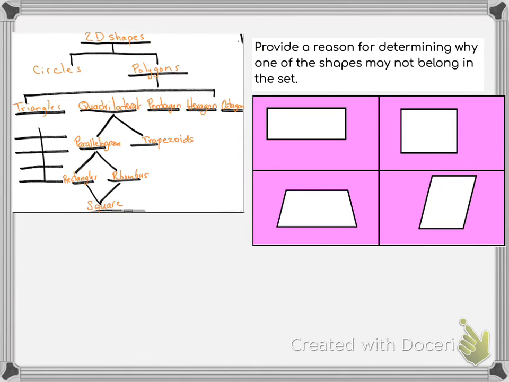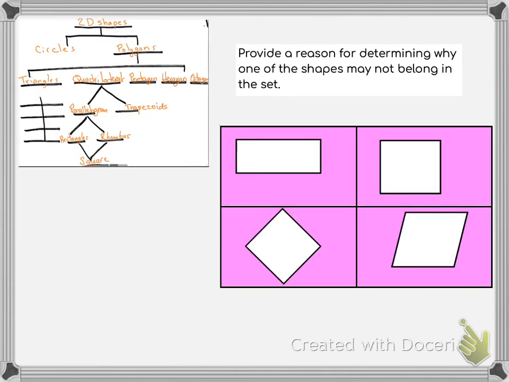Alright, let's go on to the next one. They're all polygons because they're all closed and have sides. Triangles, I don't have any triangles. Quadrilaterals, they are all quadrilaterals. Now I'm going to step down to, are they all parallelograms? This is a parallelogram. This is a parallelogram, the opposite sides are parallel. This is not a parallelogram, and this is a parallelogram right here. So the only one that is not a parallelogram is this shape, which is a trapezoid. So this shape does not belong in the set.